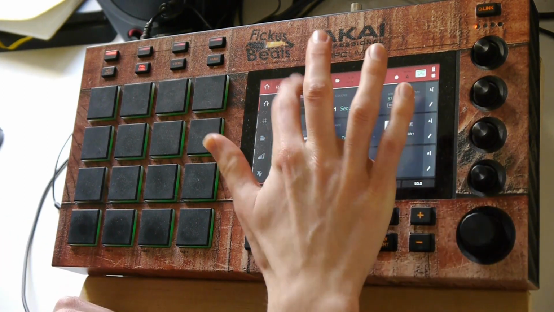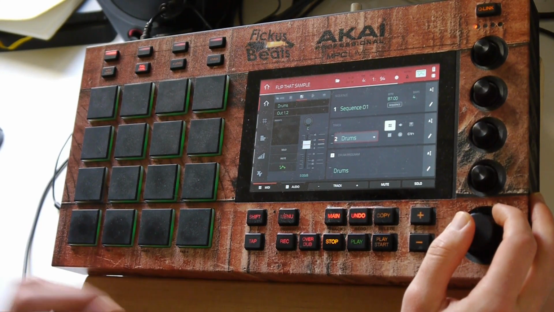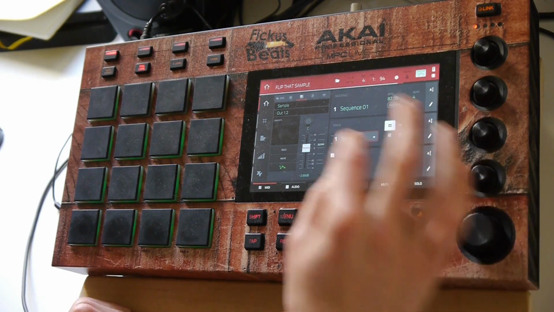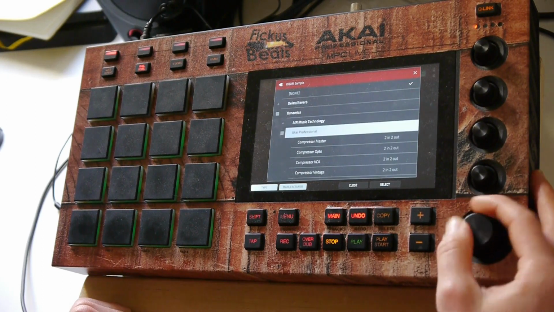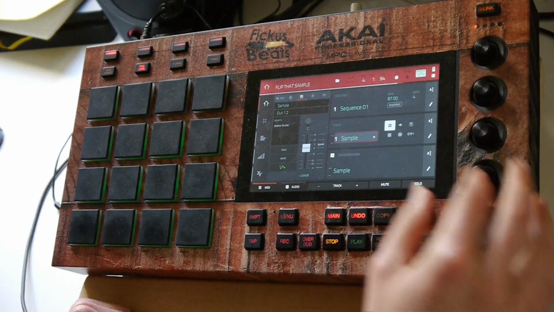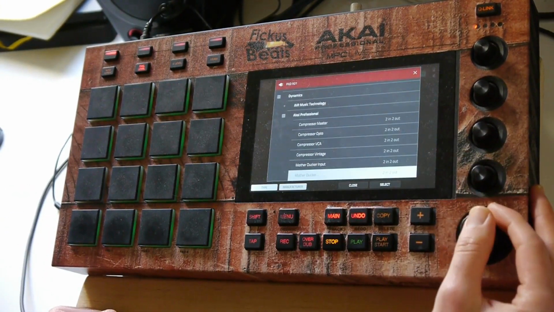Let's put a mother ducker on the kick and on the sample. Sidechain compression. The whole sample, and on the kick, the mother ducker input.